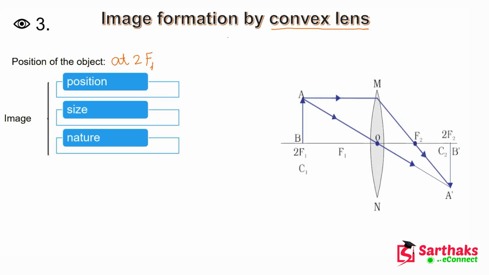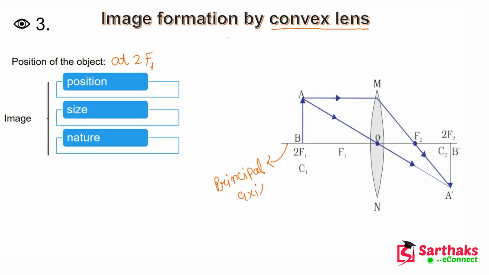Now, how can we do that? We can simply make its ray diagram. So let's suppose this is a ray which is going parallel to the principal axis. This is the principal axis.